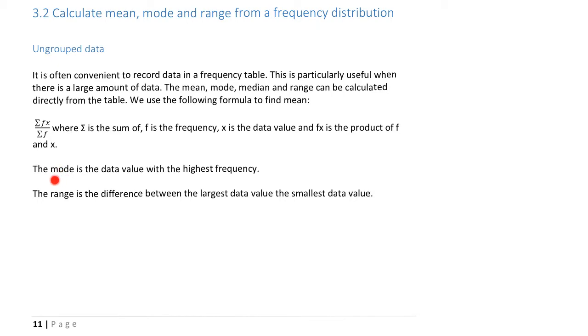The mode, if we're working that out, is the value with the highest frequency, so it's not the actual frequency value, it's the data value that contains the highest frequency. And the range is the difference between the largest and the smallest.